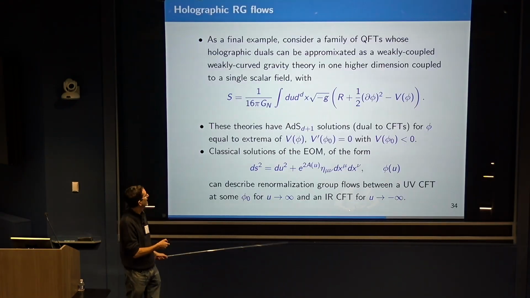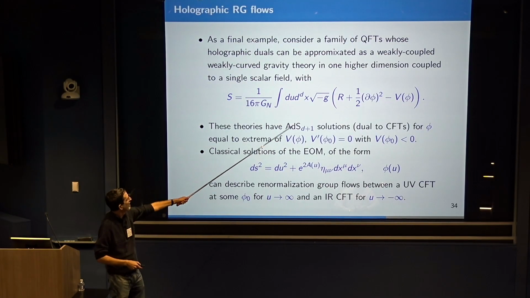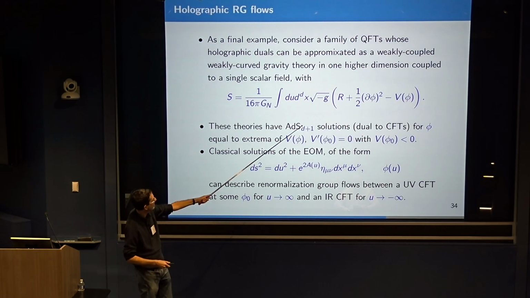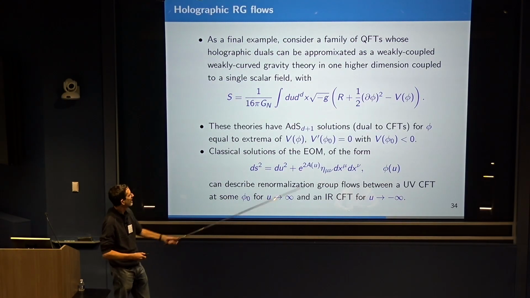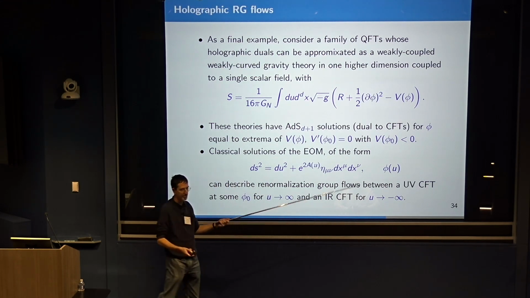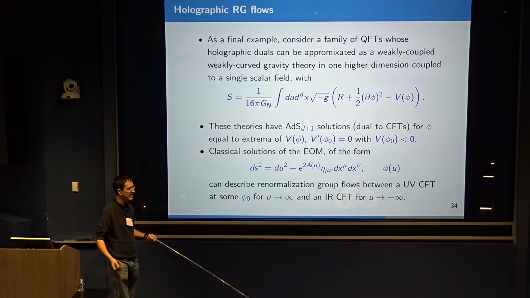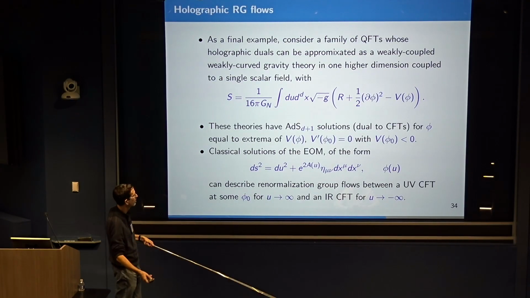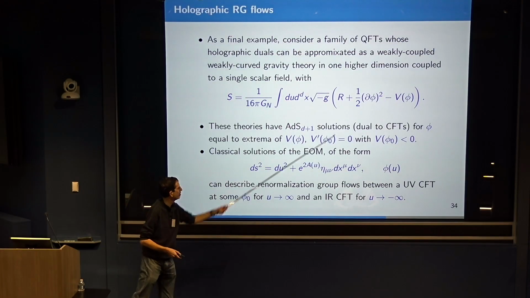Okay, so I'm afraid I'll have to rush a bit through this final third example. In this third example, again just to have a wide range of examples, we're discussing a family of theories that has a dual holographic description, which is weakly coupled and weakly curved. To simplify things, we take the holographic dual to have just gravity plus a single scalar field. Whenever the scalar potential has an extremum, that describes a dual fixed point in the dual field theory, which has some central charge depending on the value of the potential there.